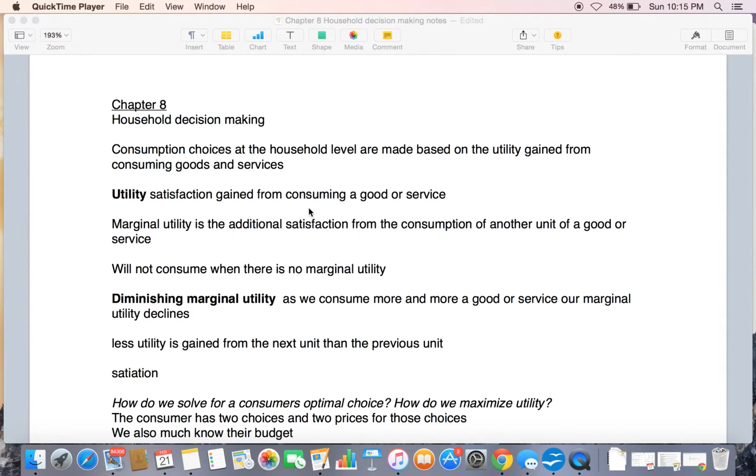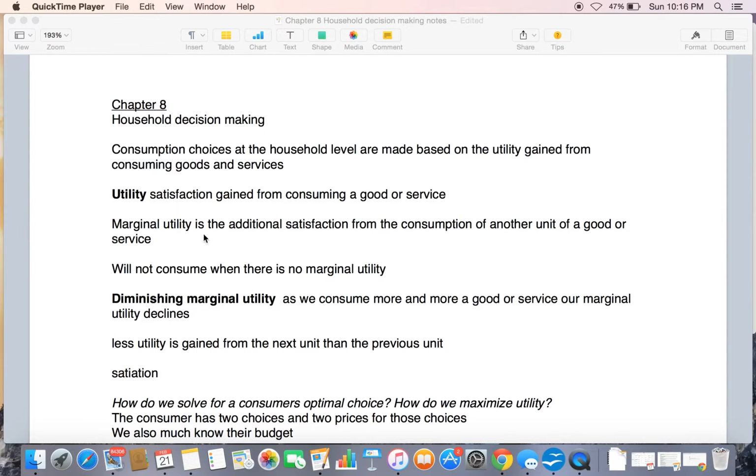Welcome to our chapter concerning household decisions. So chapter 8 is looking at why individuals and households make decisions. Why do we consume certain goods versus other goods, or certain services versus other services? It has a lot to do with the utility that we gain from consuming those goods and services. And in economics, utility is defined as satisfaction gained from consuming a good or service.